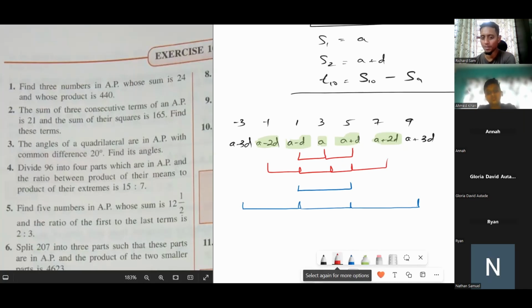Just imagine this AP. If I skip every alternate number and just have minus 3, 1, 5, 9, is it still an AP? It's still an AP. So you can skip terms like this and it will still be an AP. So that's what we're going to do when we don't know any terms of the AP. What I've written in red is for the odd numbers and what I've written in blue is for the even.